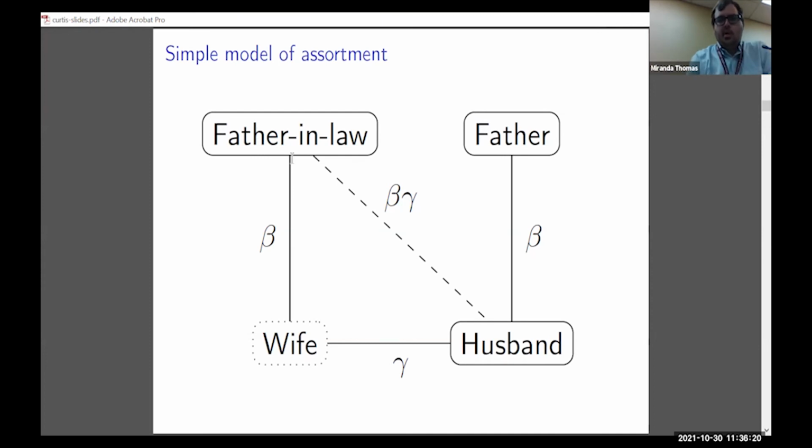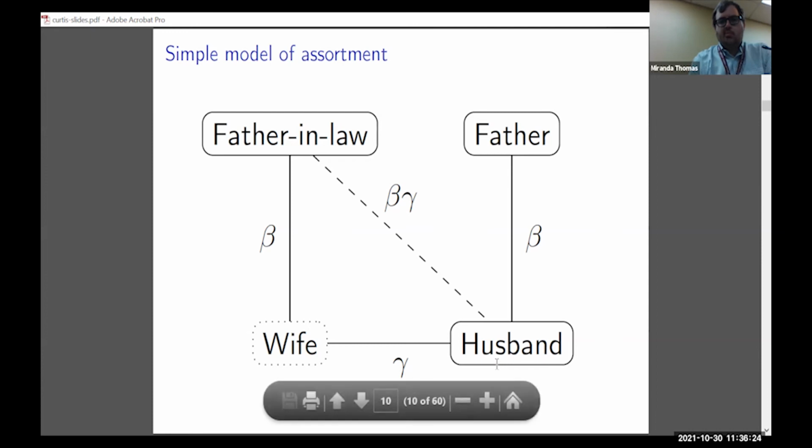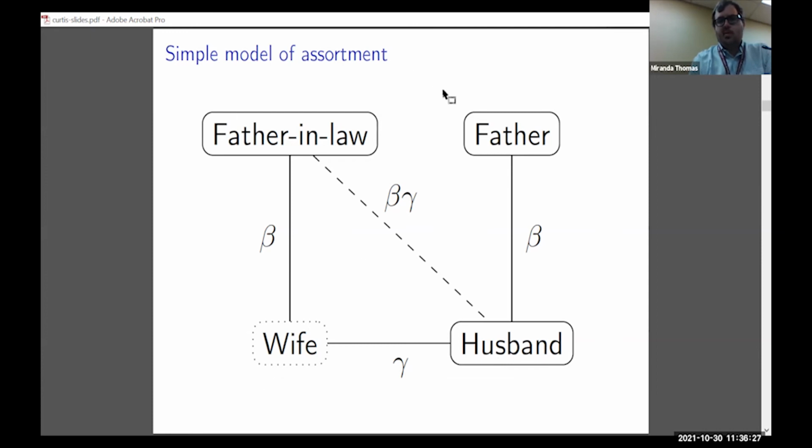And third, I'm going to take the ratio of beta times gamma, here the correlation between the husband and the father-in-law, divided by the correlation between the father and the husband. That's hopefully going to give me gamma, the rate of marital assortment. I'm going to assume here that the measurement error is the same in this correlation as it is in this correlation. So hopefully this is robust to measurement error.